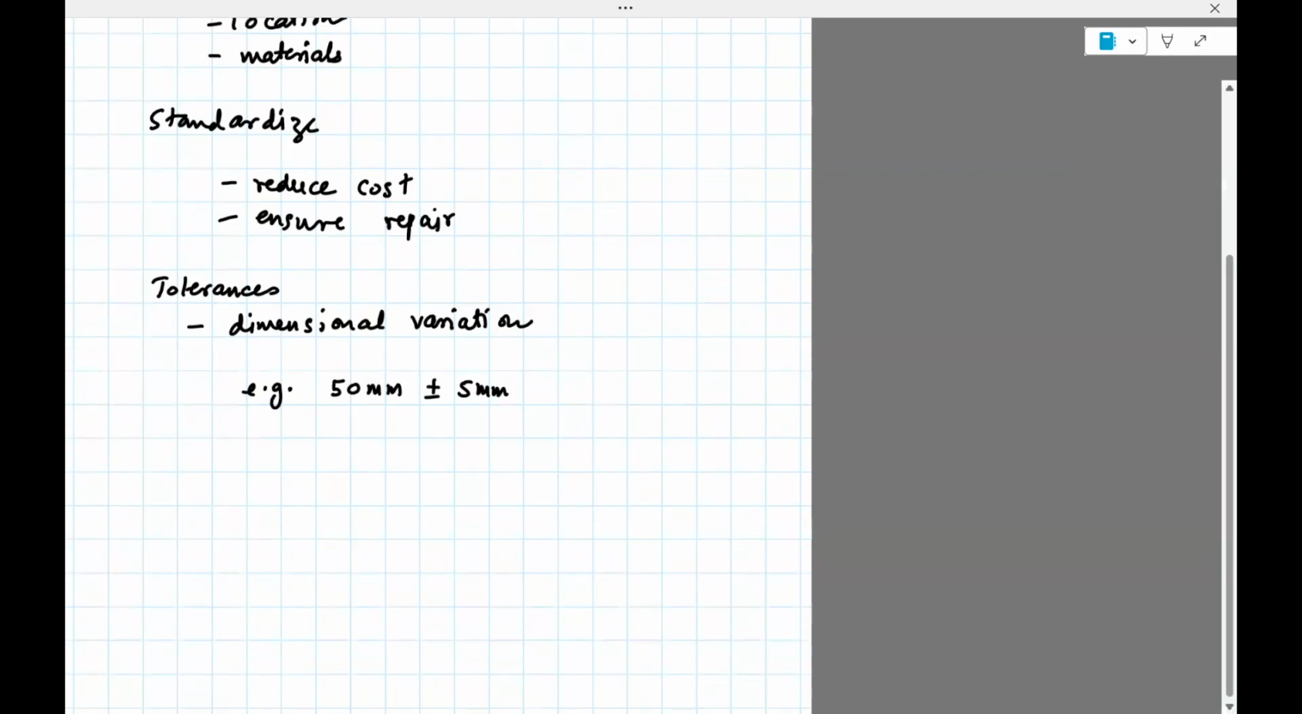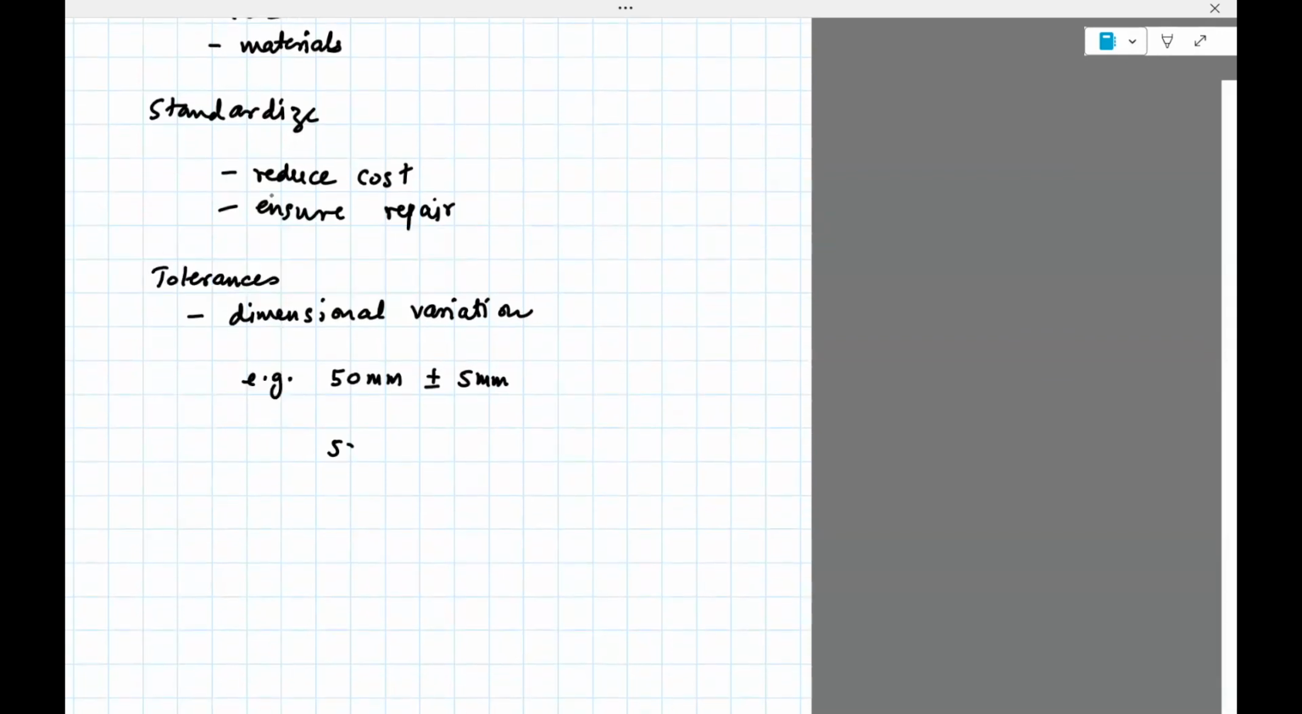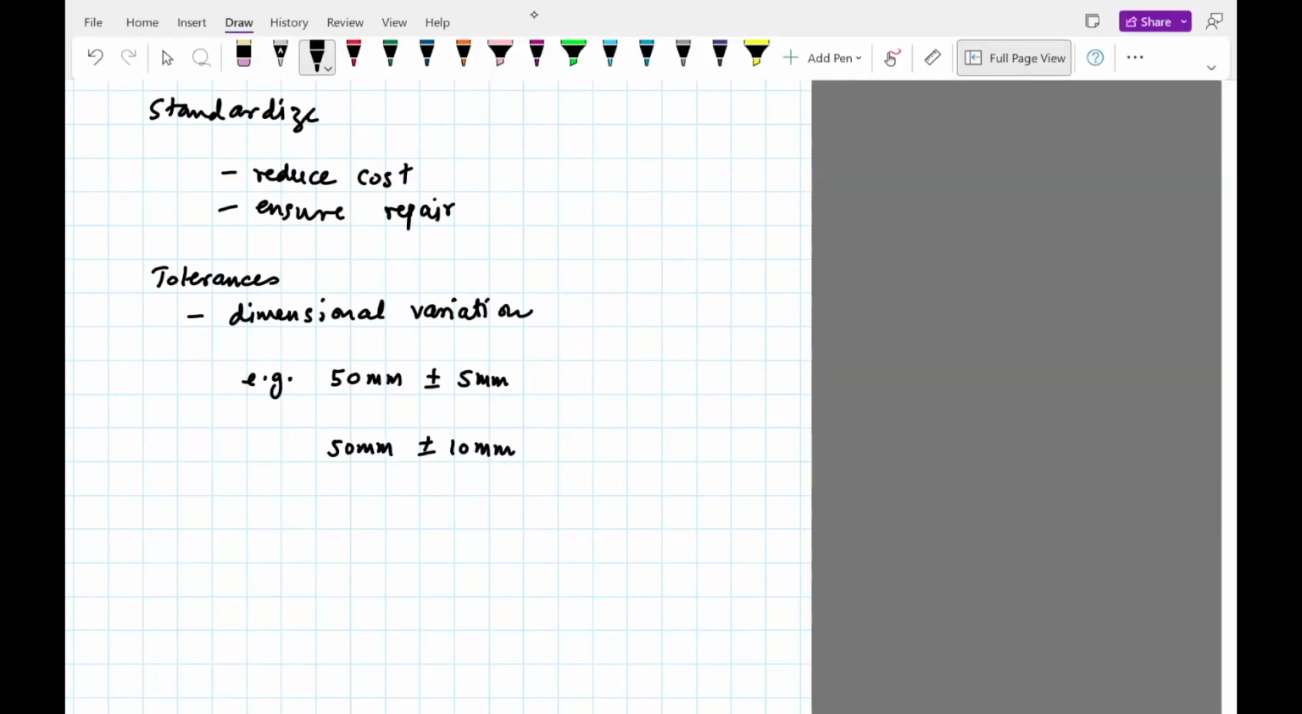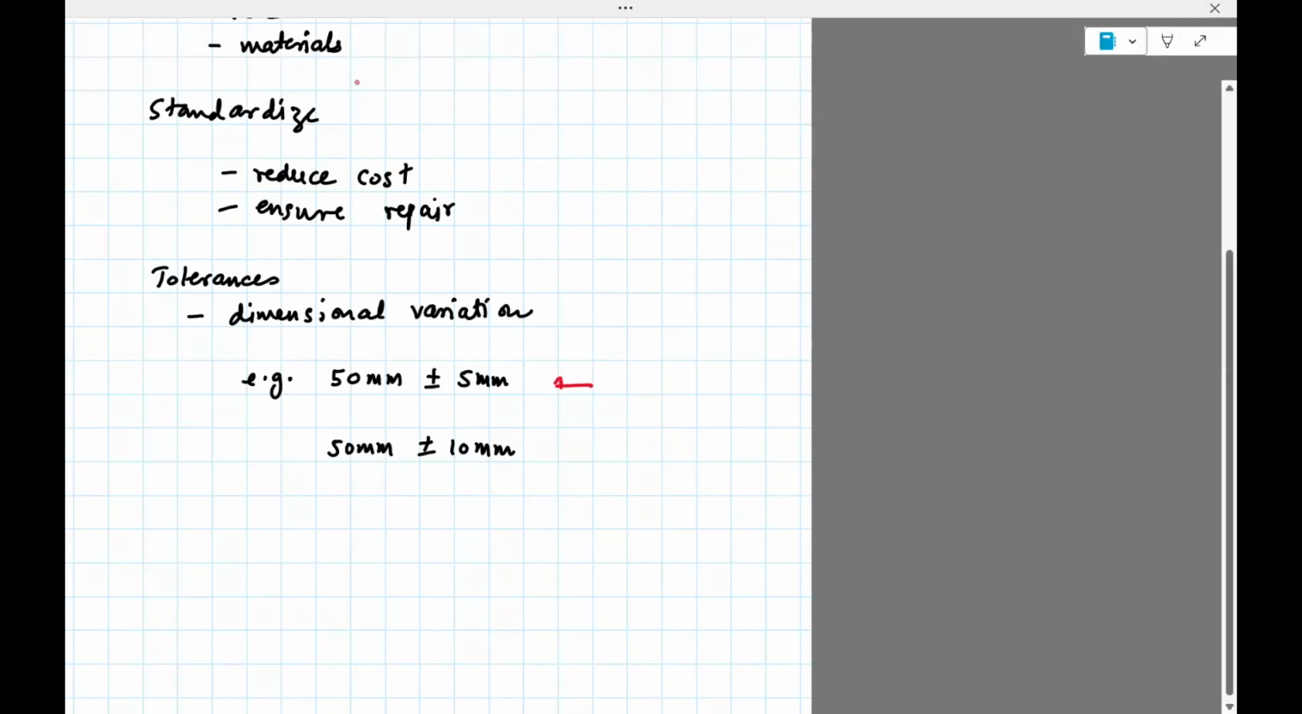Now you could also have something like this, plus or minus 10 mm. Clearly, you can see that relatively this is a smaller tolerance because of this 5 mm versus this is a larger tolerance.